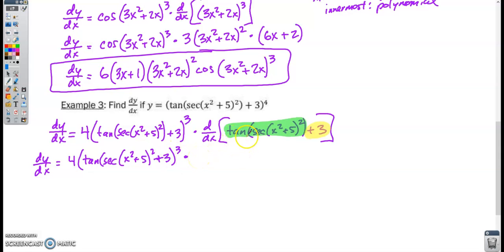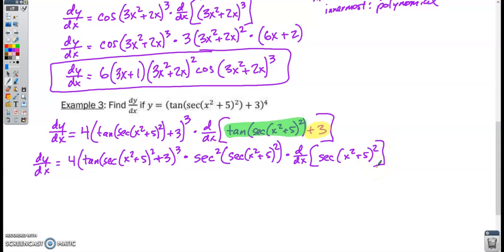And now I'm going to take the derivative of the green highlighted portion, tangent of the quantity secant of x squared plus 5 quantity squared. So I'm going to use the chain rule here. Derivative of the outside, derivative of tangent is secant squared, leaving the inside the same, times the derivative of the inside. And now I need to bring all this other stuff down. So much to write.